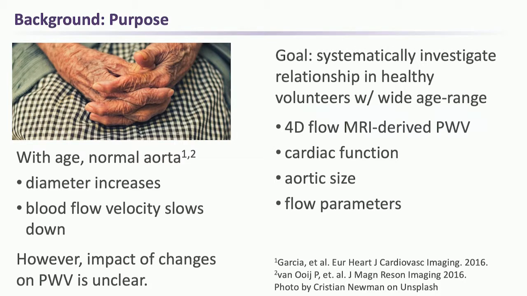So the goal of this study was to systematically investigate relationships in healthy volunteers with a wide age range. The parameters included were 4D flow MRI derived pulse wave velocity, left ventricular function, aortic size measured by diameter, as well as flow parameters such as velocity and wall shear stress.